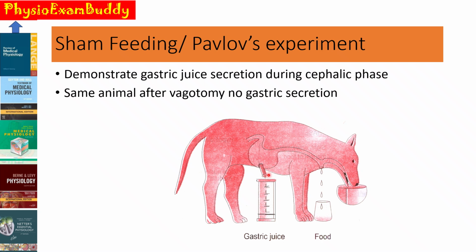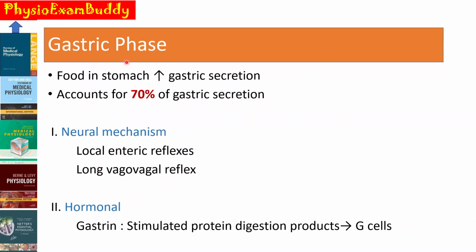The same animal after vagotomy, there is no gastric secretion, which again proves that the vagus nerve is the one which mediates the cephalic phase of gastric secretion. Now about the second phase, that is the gastric phase. That is when the food reaches the stomach, it increases the gastric secretion. And during this phase, almost 70% of the gastric secretion happens.